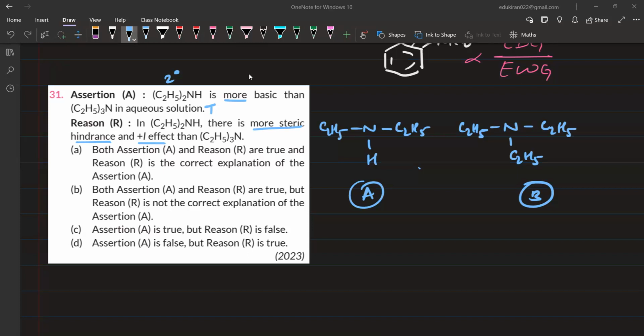ठीक है, so they are saying that in, रीजन क्या कह रहे हैं, रीजन कह रहे हैं कि in C2H5NH2 that is my A structure there is more steric hindrance and plus I effect than C2H5 whole thrice N. तो इनका कहना है कि इसमें ज्यादा स्टेरिक हिंड्रेंस है, एंड विच इज व्हाट, फॉल्स स्टेटमेंट. सो जो रीजन का स्टेटमेंट है, दैट इटसेल्फ इज फॉल्स. दैट इज व्हाई द करेक्ट ऑप्शन विल बी सी. Assertion is true, reason is false.